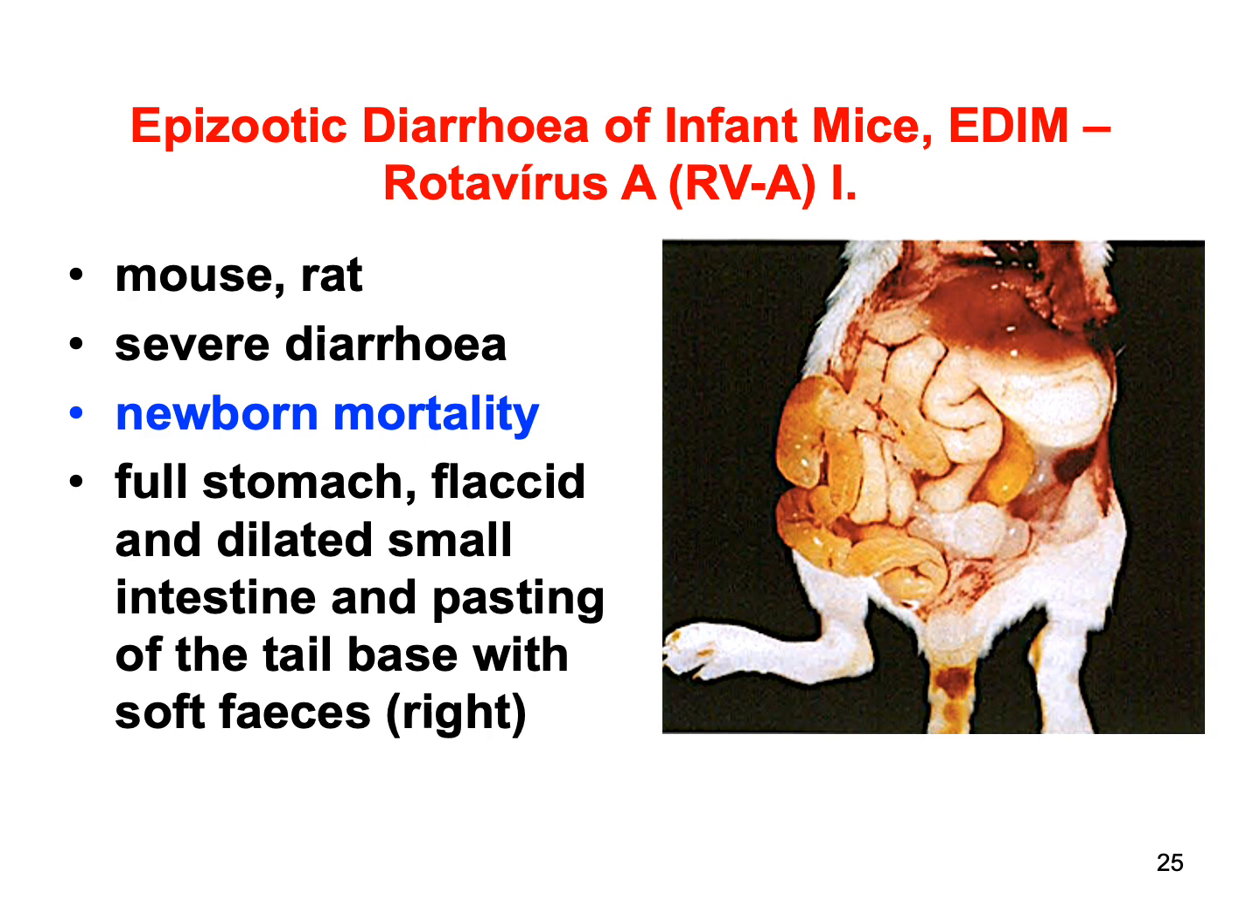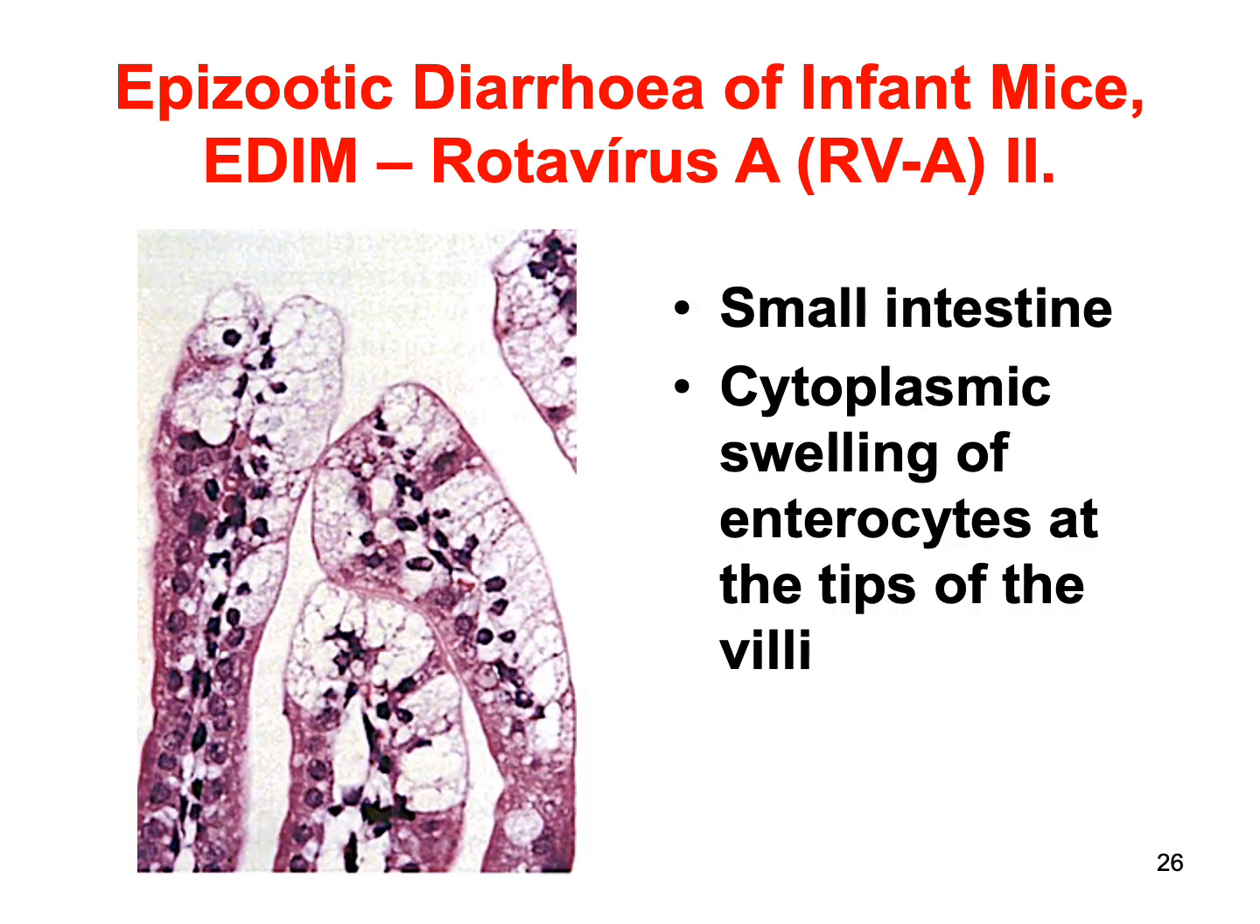And if you see the histology of the episodic diarrhea of infant mice, EDIM, caused by rotavirus, you can see a picture of a small intestine, with cytoplasmic swelling of enterocytes at the tips of the villi.